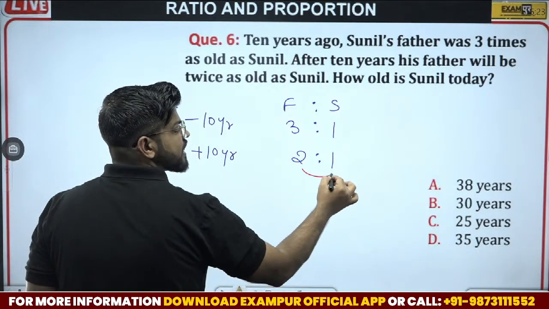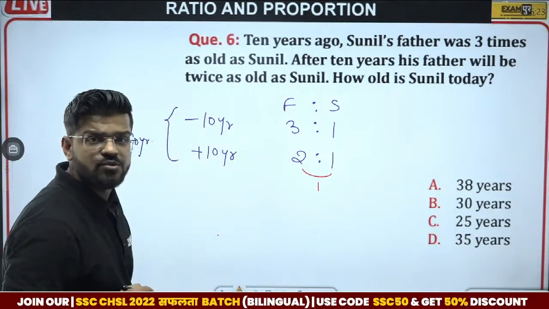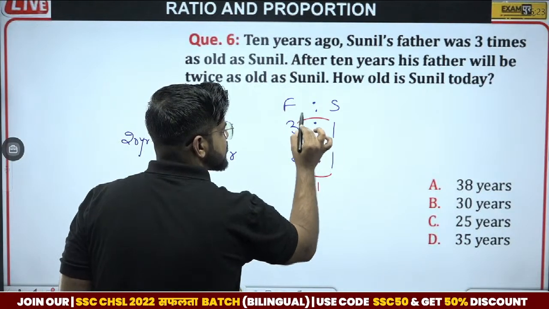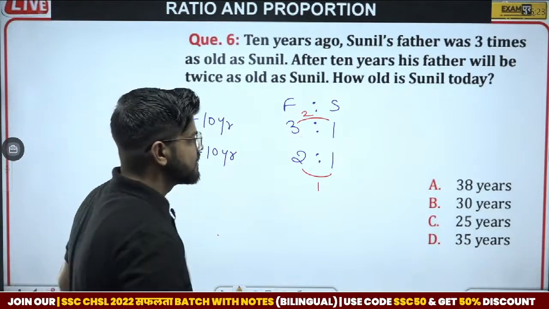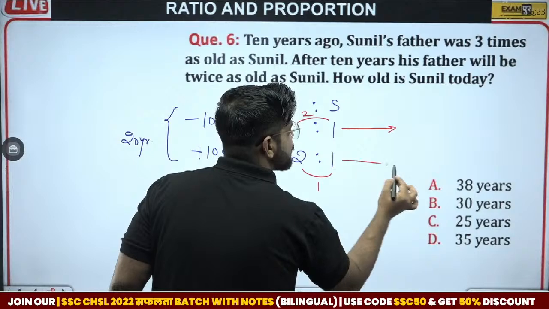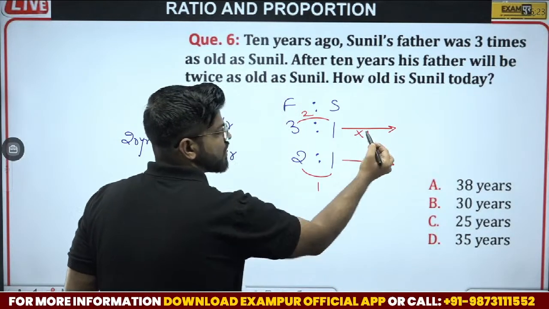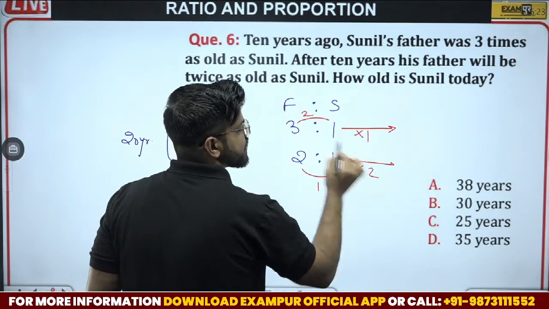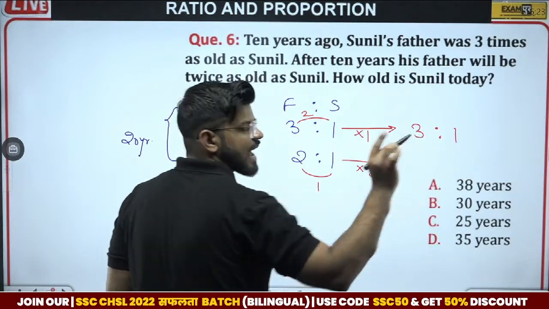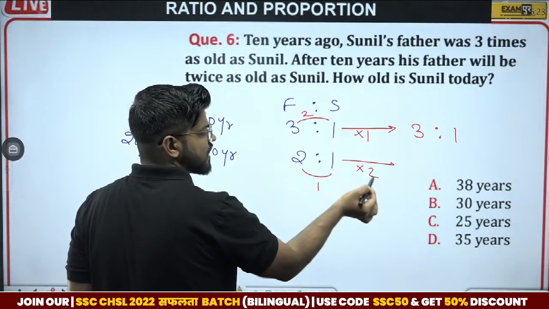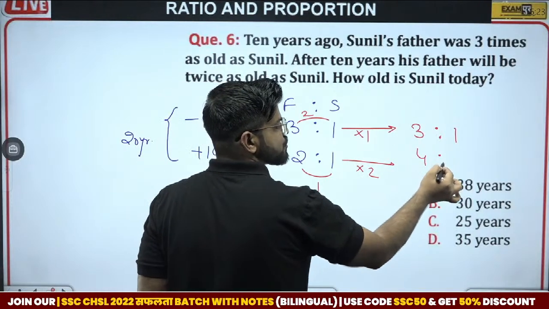So we have to check the difference here. Here the difference is 1 and here the difference is 2. What we have to do? We have to make this common. To make this common, we don't have to multiply everything. We just have to multiply 1 here and multiply 2 here. Now we get the new ratios. The new ratio is 3:1 as it is, because we multiplied by 1, and here we will get 4:2.